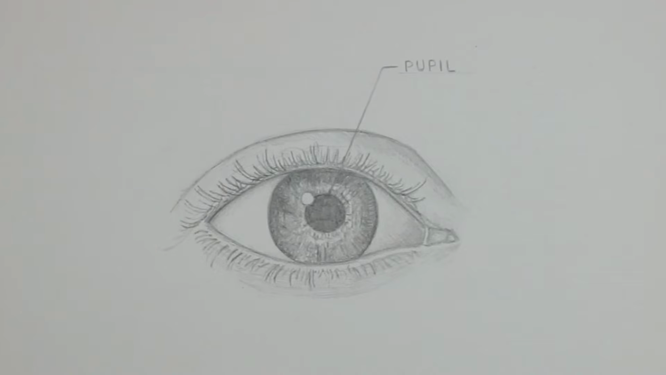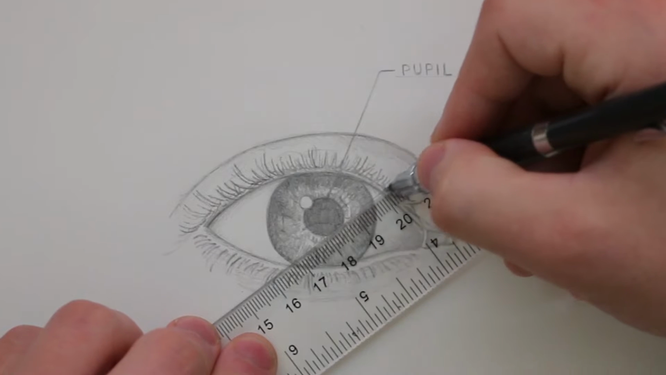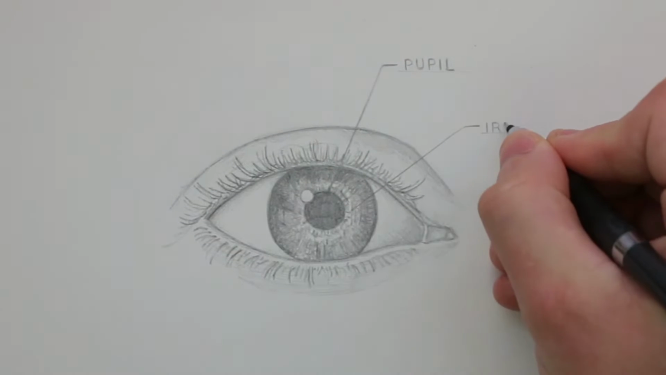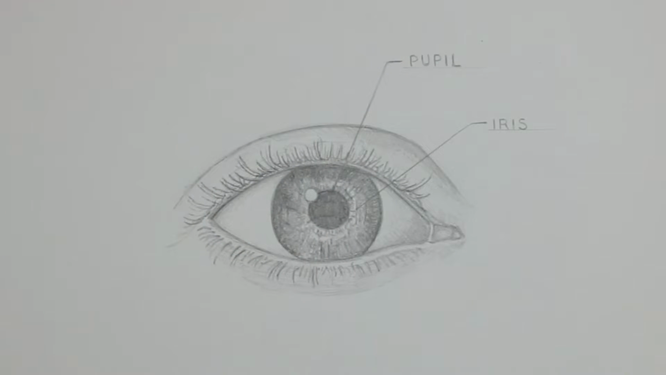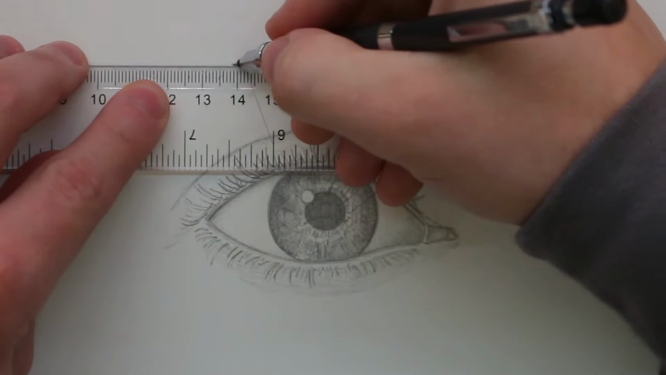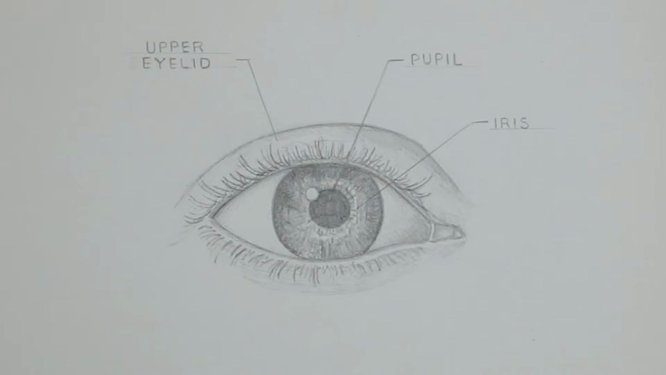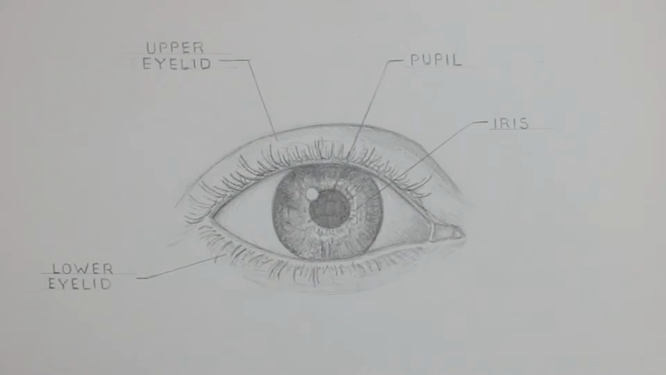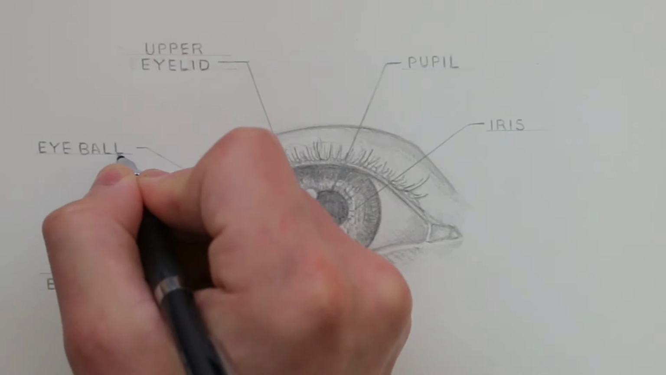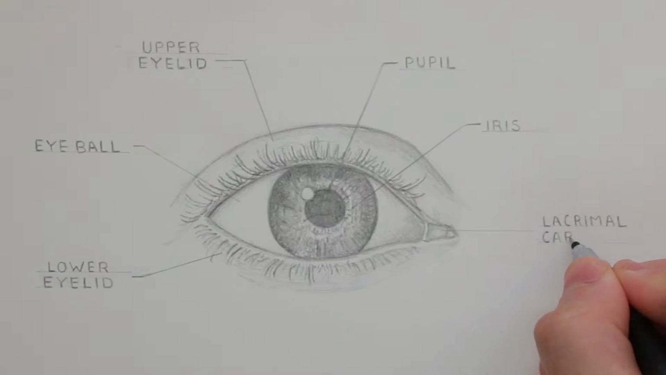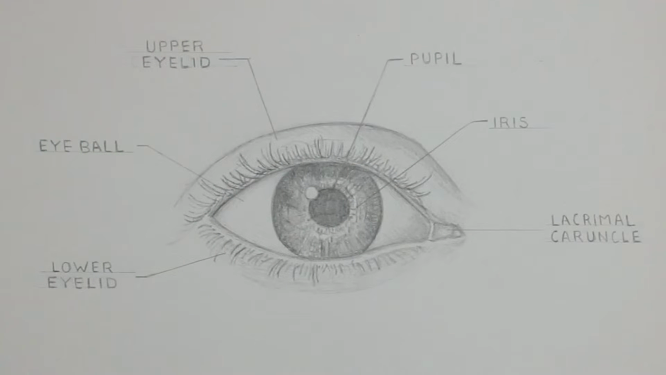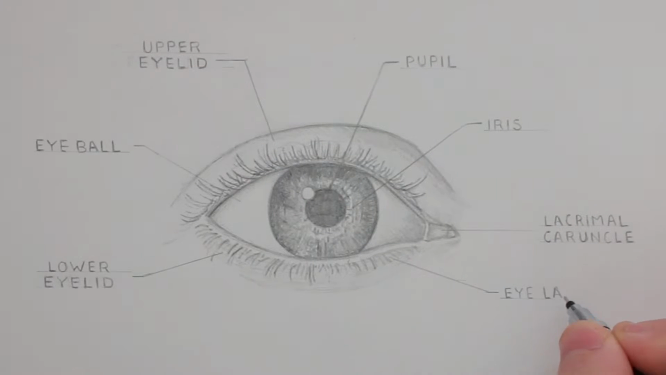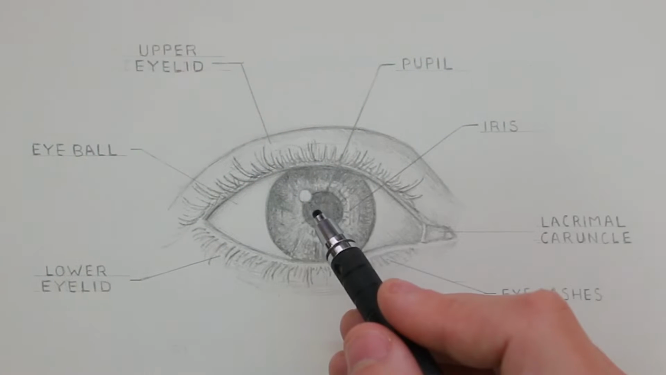The size of the pupils can have a big effect on a person's appearance when drawing. Around the pupil is the iris, often varying in colour between different people. There is the upper eyelid wrapping over the top of the eyeball, and there's also the lower eyelid wrapping around the bottom of the eyeball. Oh, and there's also the eyeball itself, and at the inside of the eye, towards the nose, there is what is called the lacrimal caruncle. There's also the eyelashes. So that's everything we need to be aware of.